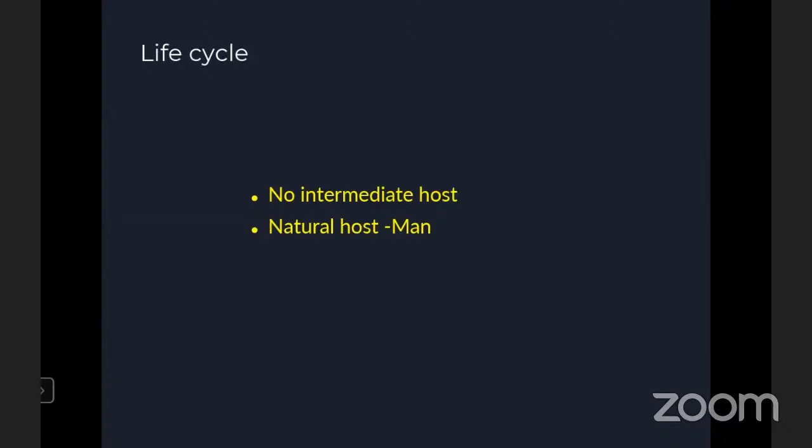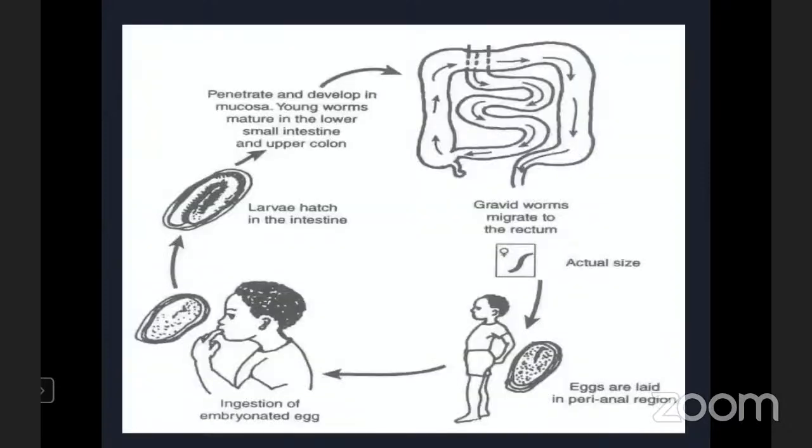Next one is the life cycle of Enterobius vermicularis. In Enterobius vermicularis, there is no intermediate host, only a natural host is present. The natural host is man. Mainly, man acquires infection by ingesting the embryonated egg by means of contaminated fingers. Usually, the egg is seen in the perianal region, on the perianal skin. Then it is swallowed and hatches out in the intestine.